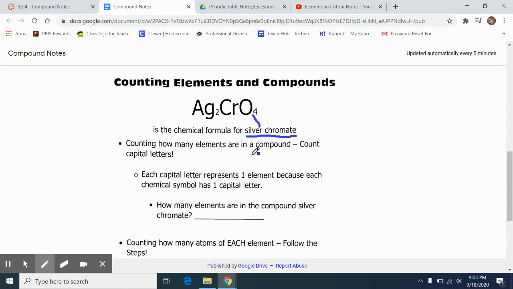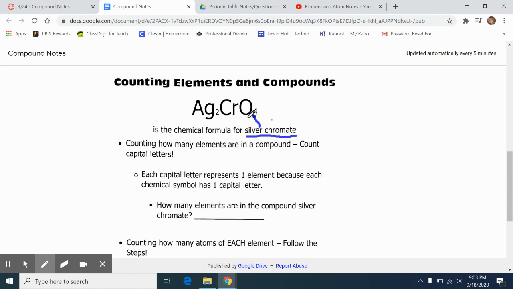So to count how many elements are in a compound, all you got to do is count your capital letters. Each capital letter in the chemical formula represents one element. Well, because each chemical symbol has one capital letter. So the question is, how many elements are in the compound silver chromate?